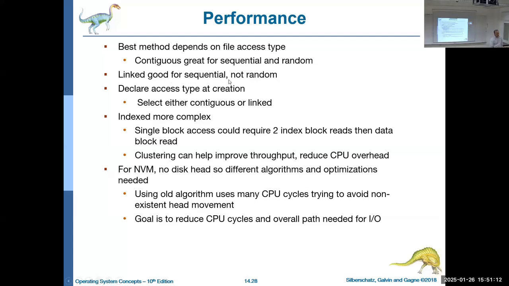Link is good for sequential, but not good for random. Contiguous is the best. Declared access type at creation, select either contiguous or link. You could do that, and as you could have both systems, and then you could have the file's index more complex. Single block access could require 2 index block reads and then a data block read. Right, now you have to read several blocks just to get to the data.